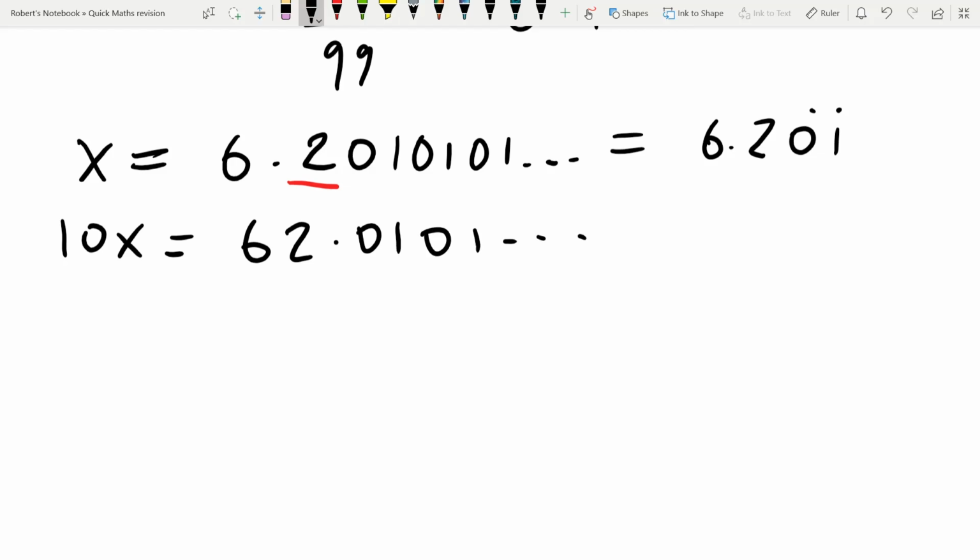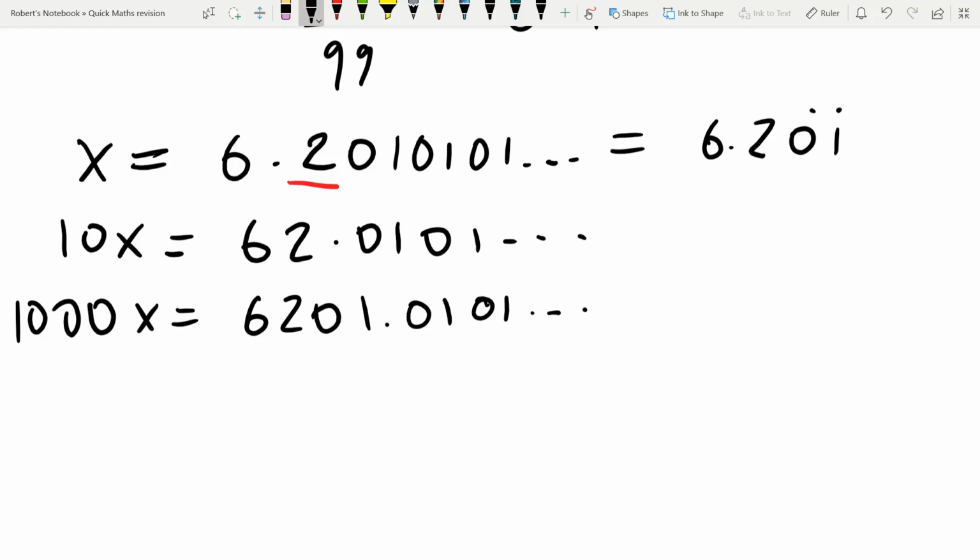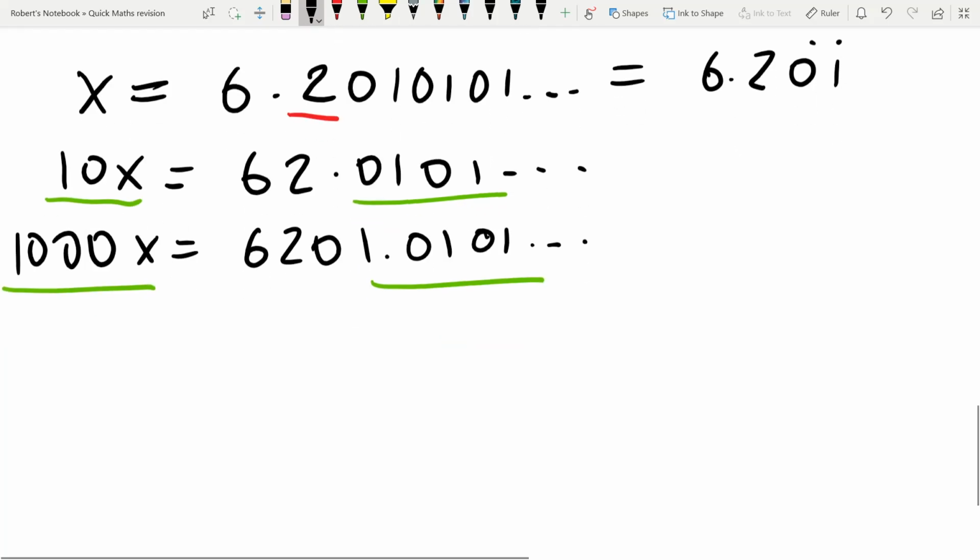And then I'll skip the step where we times by 100 because we know that doesn't work, so instead we'll just skip straight to 1000x. x is equal to 6201.0101... And then now what we're going to do is we want to subtract so that all of our repeating 0, 1s cancel each other out. So we're going to use the 10x here and the 1000x, because all these repeating 0, 1s will cancel each other out like they did in all the other examples.